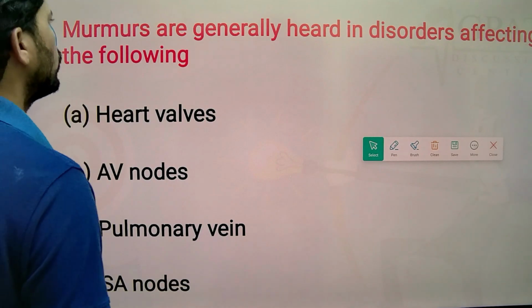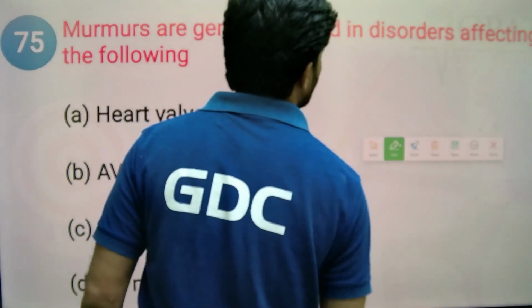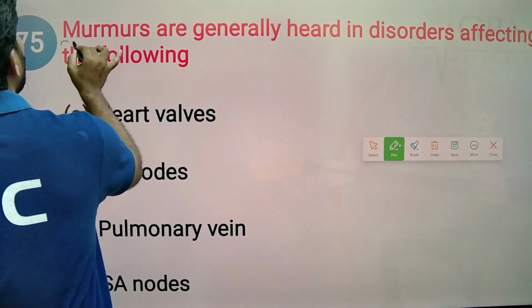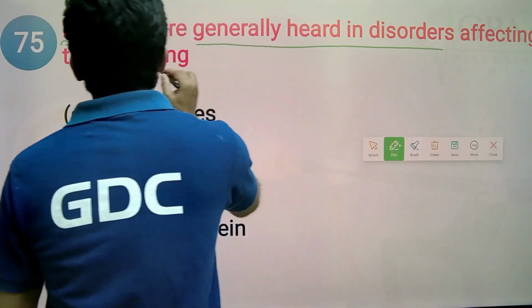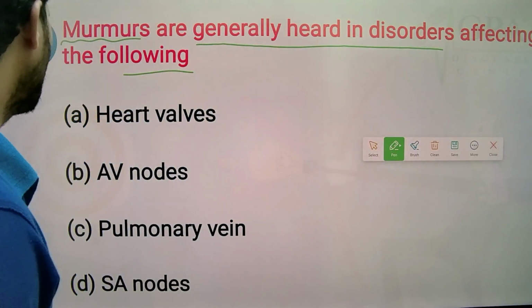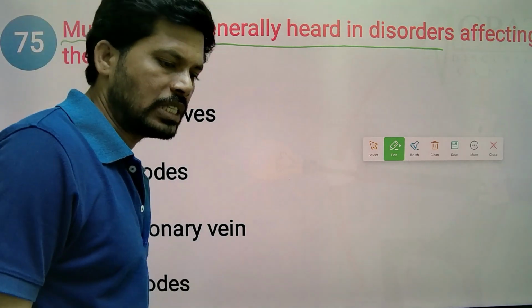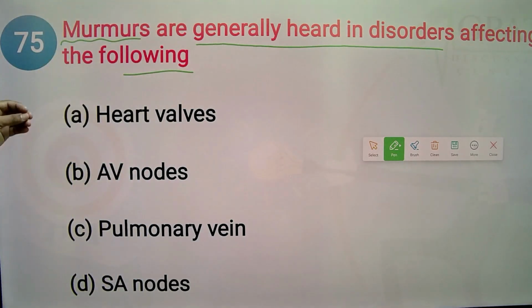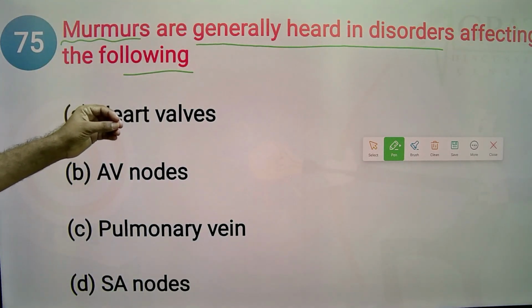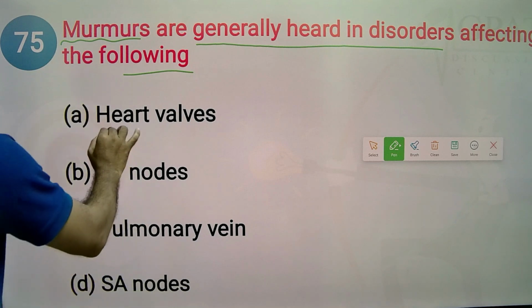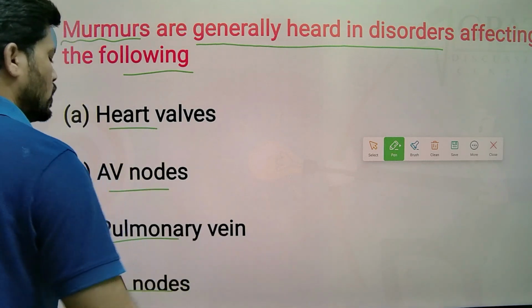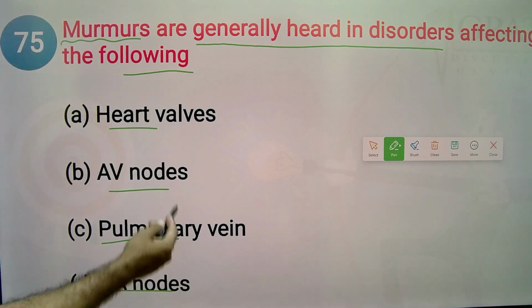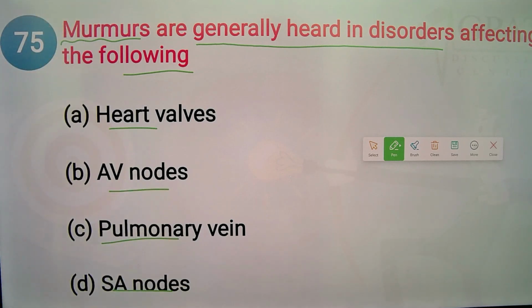Next, murmurs. The next question is: murmurs are generally heard in disorders affecting the following: heart valves, atrioventricular node, pulmonary vein, SA node, that is the sinoatrial node. By seeing the MCQ itself, you know the answer simply.